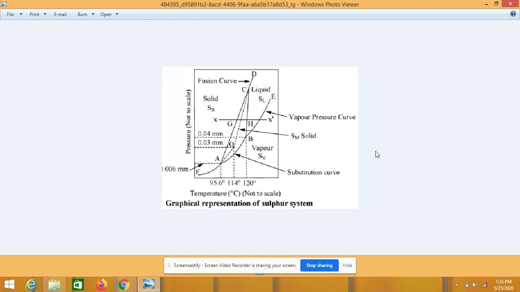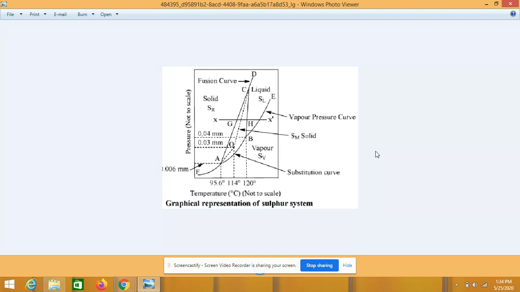There is an effect of pressure on the transition point. As we know, the transition temperature of rhombic sulfur is at point A. As pressure increases, the transition point also increases. The curve AC represents the transition curve of rhombic sulfur. Here Sr and Sv are in equilibrium. The degree of freedom is 1 and the system is univariant.